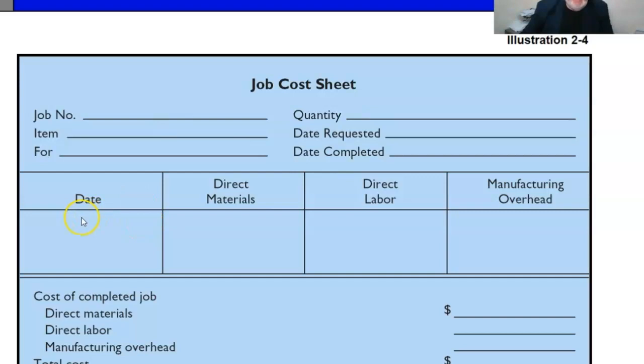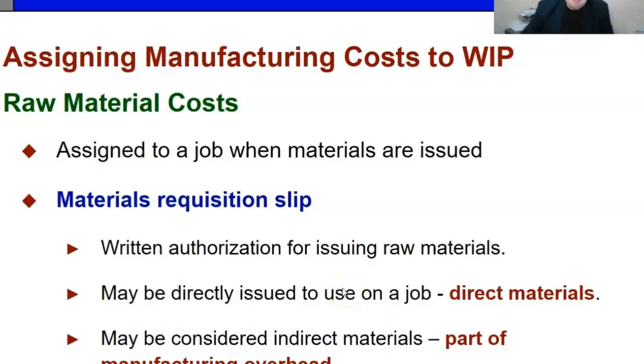So somebody will requisition some direct materials and it would go on this material sheet. Then they would keep track of the labor, and then the accountant will assign the overhead when the job is finished, and we get the total cost down here of the completed job. Now, to begin with, we start with raw materials.